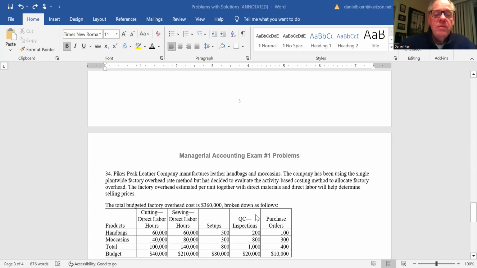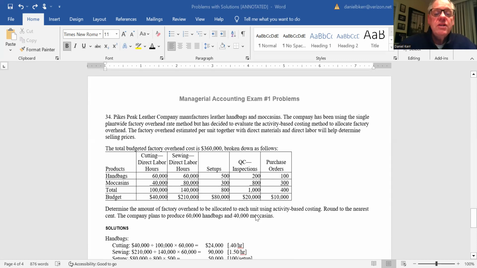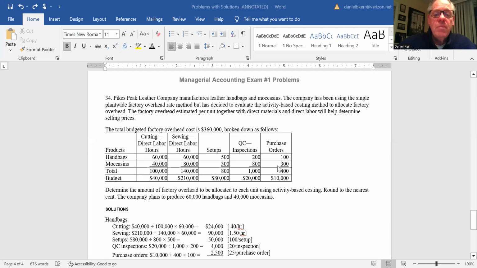And then the fourth one, this is all activity-based costing. So the total budgeted overhead is broken down as follows. What you do is you come up with an overhead rate for cutting, for sewing, for setups, for inspections, and for purchase orders. So here's where your budgeted amounts are for each of these: cutting, sewing, setup, inspections, and purchase orders.